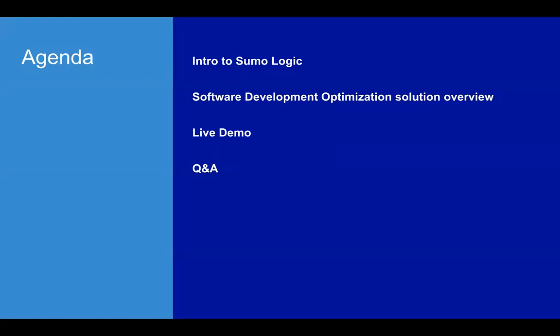First, I'll do a very, very brief introduction to Sumo Logic. For those of you who are not familiar with Sumo Logic or our solution as a whole, I'll just give a quick overview of what we cover, and then we'll get right into the meat for today, which is talking about software development optimization. We'll go over how the solution works, and then we'll spend a bunch of time in the live demo actually looking at the product itself. And we will have some time at the end for Q&A. As we're going through, if you do have questions, feel free to populate those in the Q&A or in the question box here in the webinar, and I will address those at the end, or if I have time as we're going through the demo.